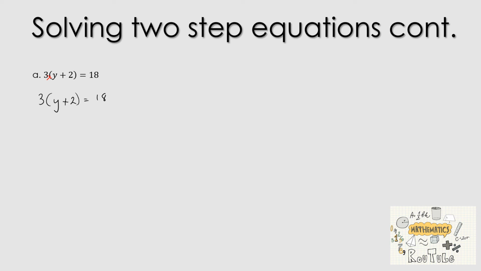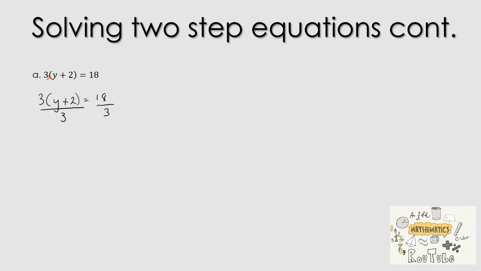Now, what's happening to the variable? Well, the variable is being multiplied by 3 as well as the positive 2. So the 3 is multiplying everything inside the bracket. So let's try and get rid of the brackets first. Let's do our inverse operations, which is to divide by 3 on both sides. As always, we divide by 3.